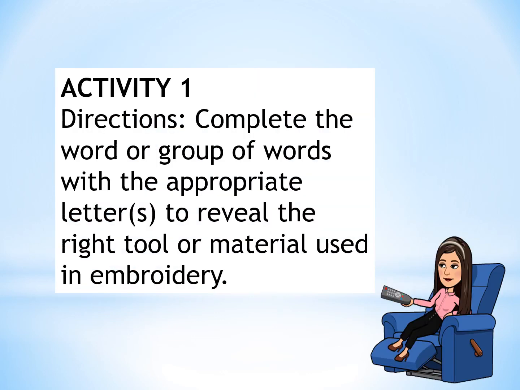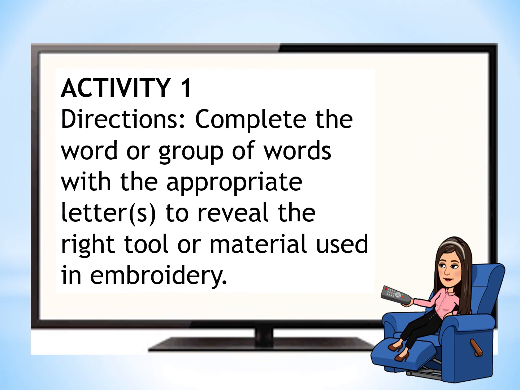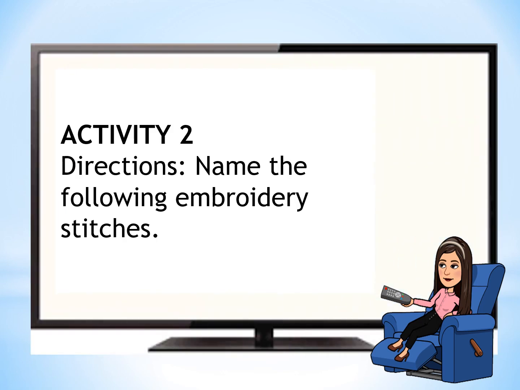At this point, turn to the activity part of your learning module on pages 5 to 6. Remember, avoid erasure. For activity number 1, directions: complete the word or group of words with the appropriate letter or letters to reveal the right tool or material used in embroidery. For activity number 2, directions: name the following embroidery stitches.